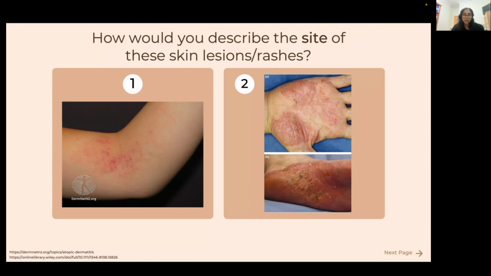So here we've got another two images. How would you describe the site of these skin lesions or rashes?